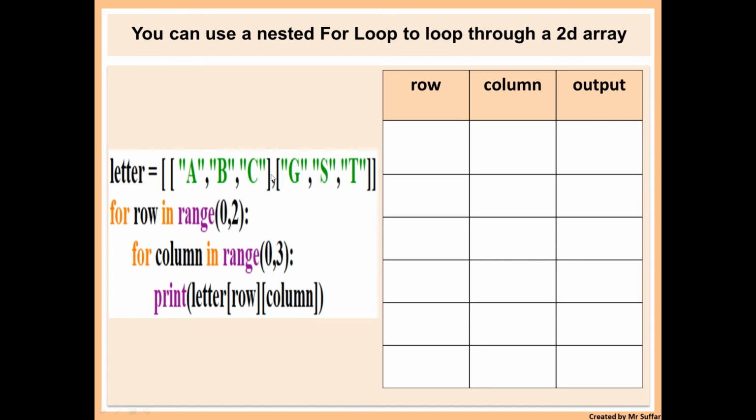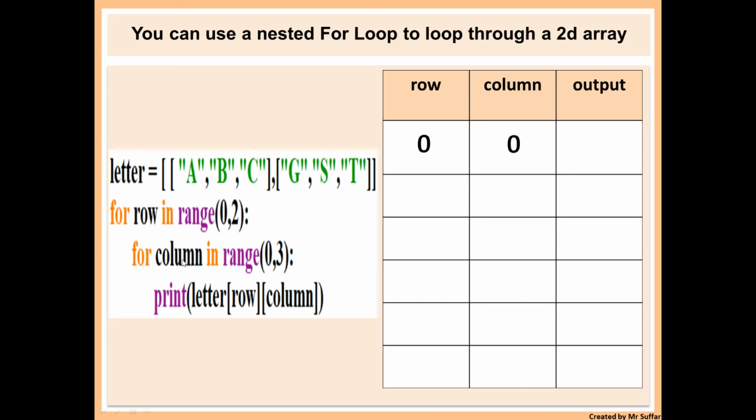So ABC, that's one array. GST, that's another one. So 2 arrays. So you go from 0 up to 2. Because remember, the 2 is not included. It's 0, 1. For column in range of 0 to 3, because we have ABC and then GST, 3 columns in each one. That's why we're looping from 0 to 3. Now, firstly, row starts with 0 for row in range. Row starts 0, column starts with 0.